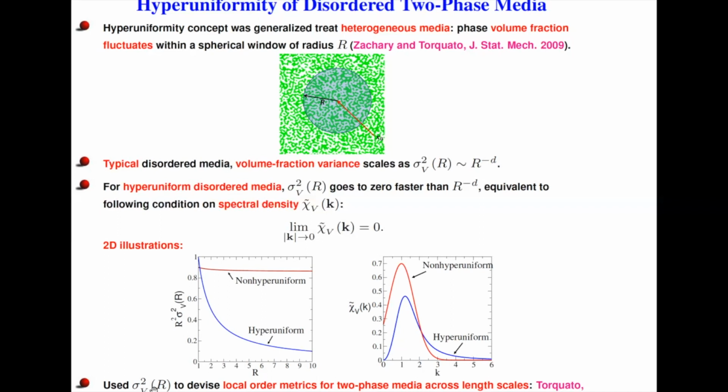The other point I want to make for anybody who's interested is that you can use the local volume fraction variance as an order metric to characterize two-phase systems. People have taken images using confocal microscopy of various types of media and have computed the variance from digitized images. So this is a very easy thing to do.